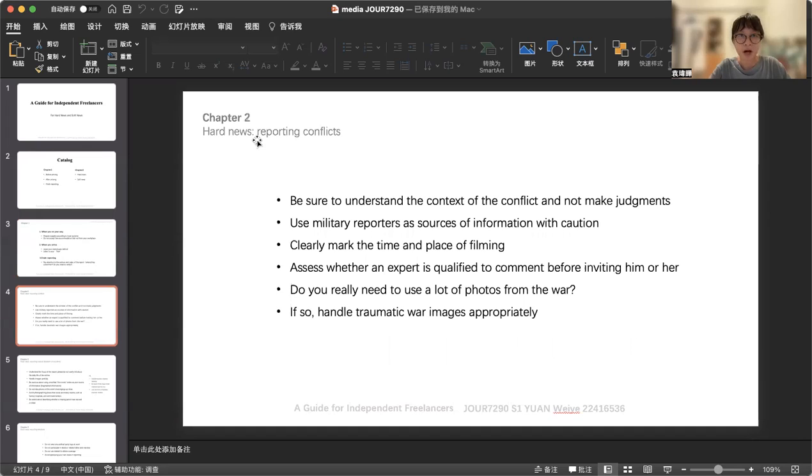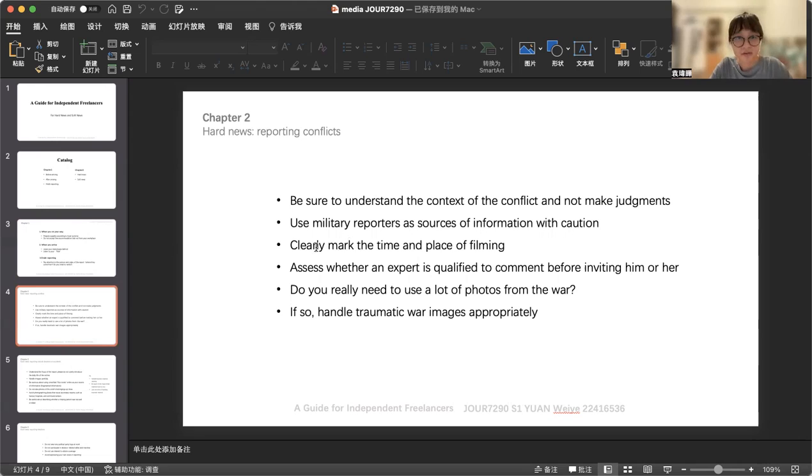Chapter 2, hard news, reporting conflicts. When reporting conflicts, you need to make sure you understand the contents of the conflicts. So you need to leave your stereotype behind. And the second one is very useful when you decide to use a military reporter source, because it's about neutrality.